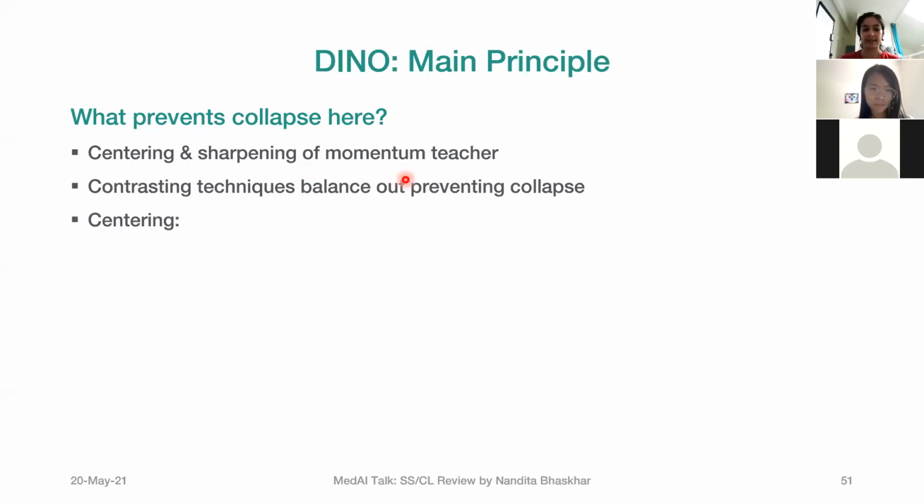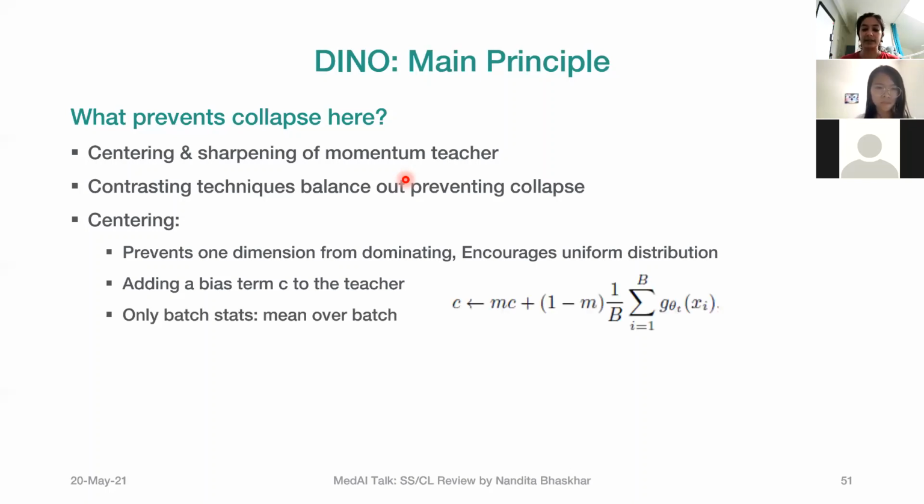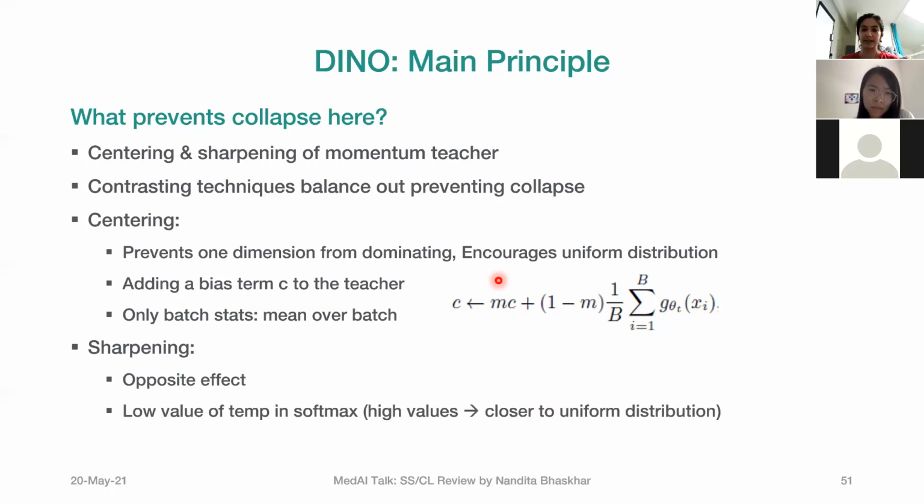Centering is a very simple concept. It's just adding a bias term to the teacher: you take the mean across the batch and then subtract it from the teacher output. And this encourages a uniform distribution. Whereas sharpening is automatically performed by the softmax because you add a temperature to it. When you lower the temperature, it prevents it from moving to a uniform distribution. So this contrast in techniques is what prevents collapse from happening.